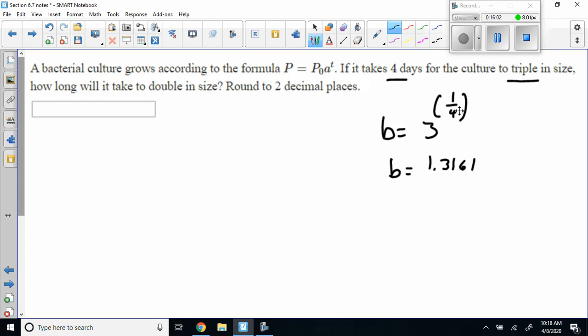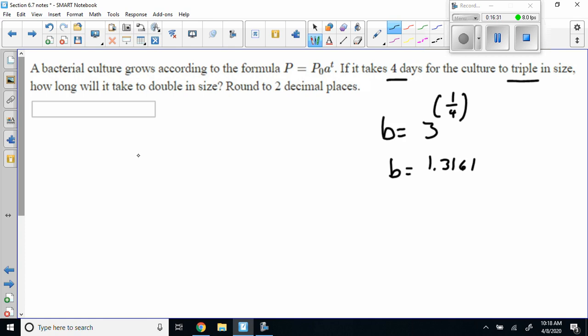3 to the 1 over 4, which is 1.3161, is my base. Now, why am I putting the 1 over 4? Well, that 1, if you were to put it in an equation, would be days. So until it hits a multiple of 4, it doesn't triple, right? So that's why you have that 1 up there, because it'll be 1 times the number of days. It's not going to change anything. So that's kind of where that's come about. So here's my base, right?